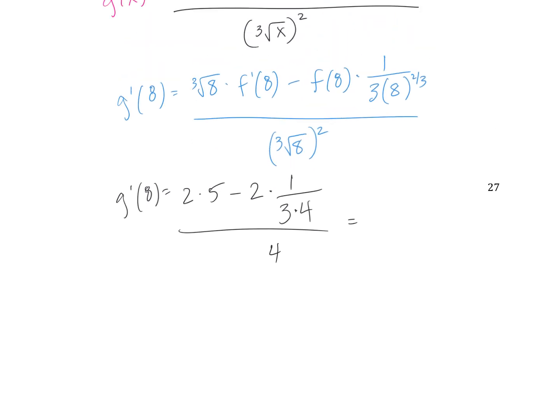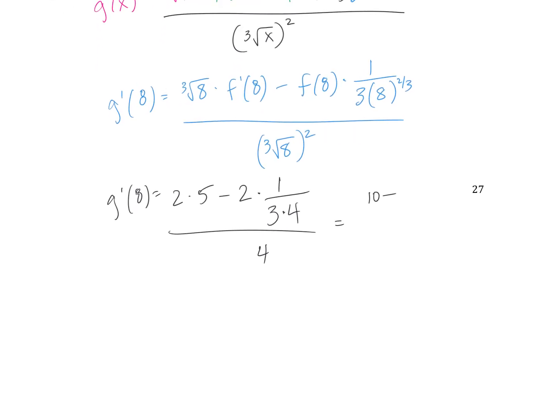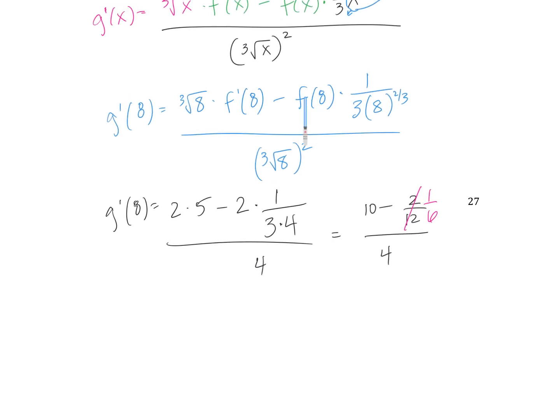Oh my goodness, look at these answers. They look a little ugly. Let's see what we get. I'd have 10 minus 2/12. Is that right? Gross. What's 2/12 the same as? 1/6. Wait, how do you get 2/12? I had a 2 right here for my f of 8 times that.